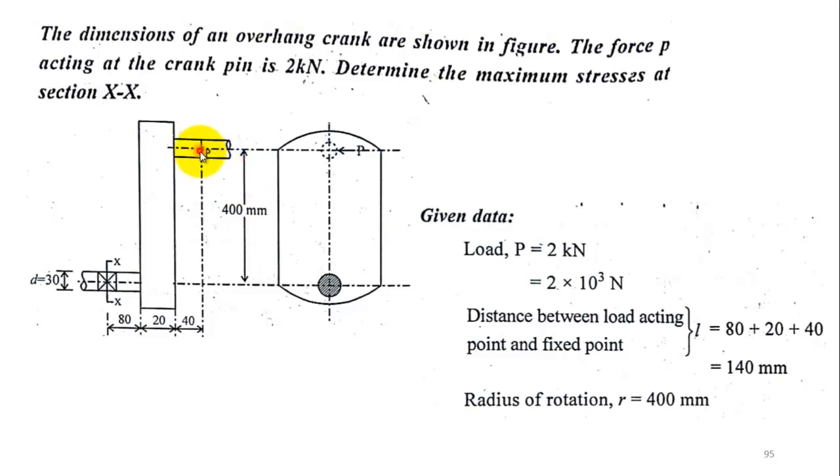This load is acting at this point at a distance of 400 mm. This resembles what example loading condition? What sort of loading condition is acting at this point? What will be caused at this point due to this load? Simultaneously, you note down the question and given data.